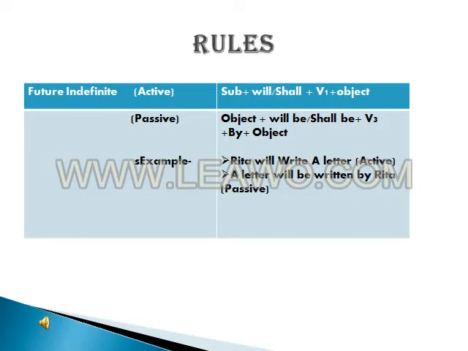Future indefinite. Rule for active voice: subject plus will/shall plus first form of the verb plus object. Rule for passive voice: object plus will be/shall be plus verb third form plus by plus subject. Example for active voice: Rita will write a letter. Example for passive voice: a letter will be written by Rita.